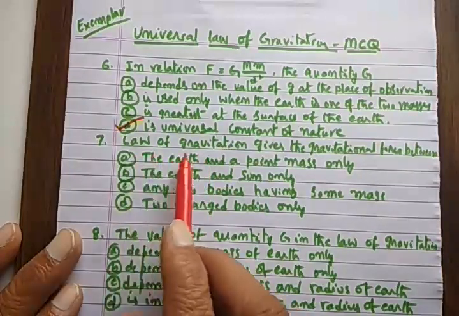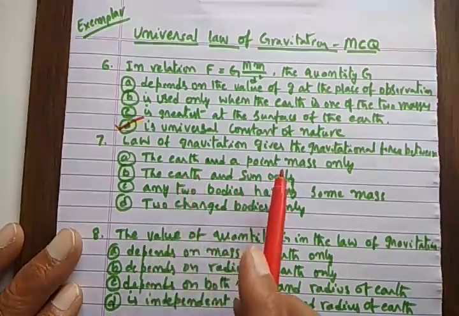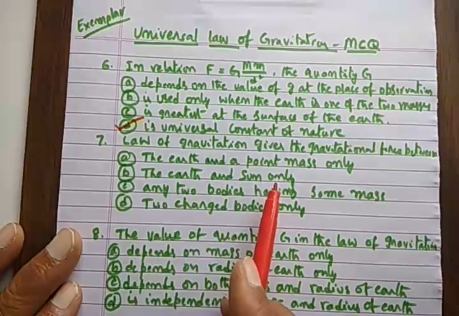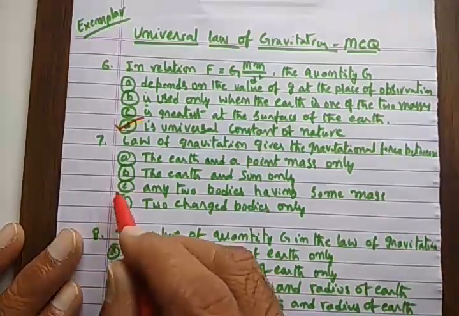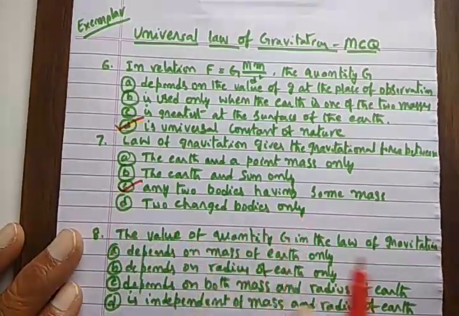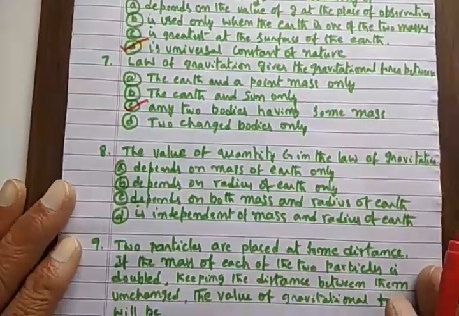So law of gravitation gives the gravitational force between earth and a point mass only, no. Earth and sun only, no. Any two bodies having some masses, this is correct. Two charged bodies, we are not talking about charged bodies in this case.